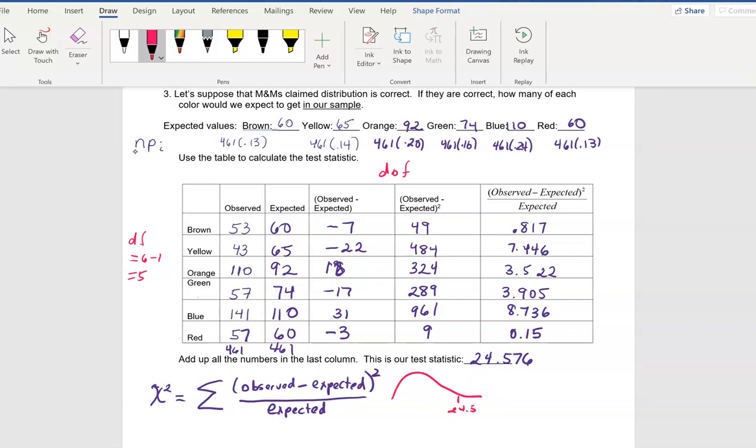Here's 24.576. What is our likelihood of getting a test statistic of 24.576 or larger? So in this area. So the probability that a chi-squared statistic is greater than 24.576, and there's something called the chi-squared CDF, chi-squared distribution. The low value is 24.576. The high value is 9E999. And the degrees of freedom is 5.